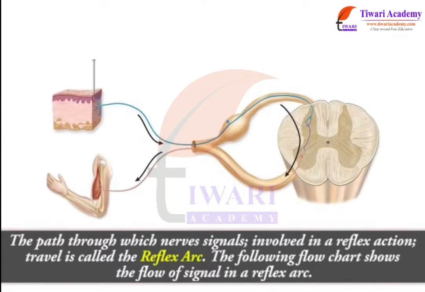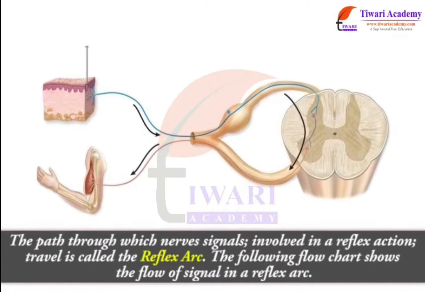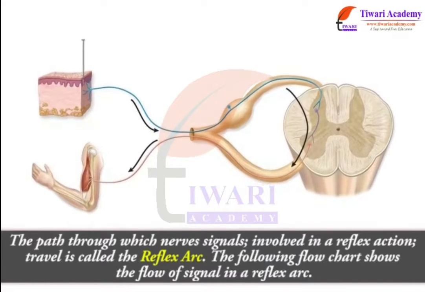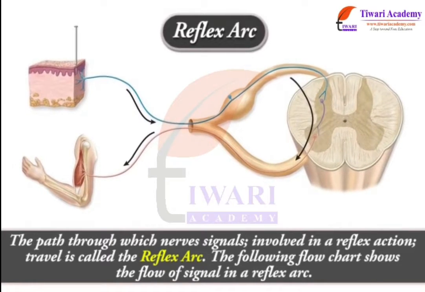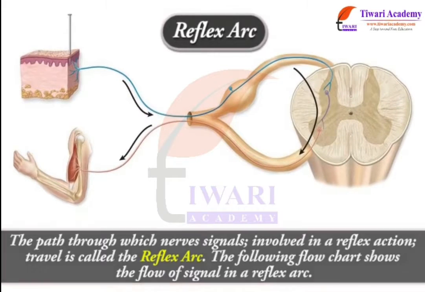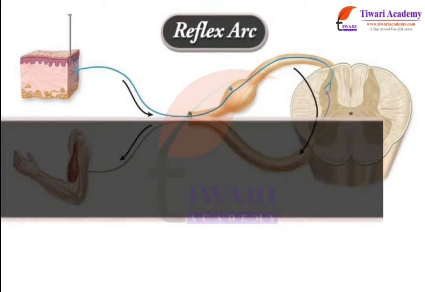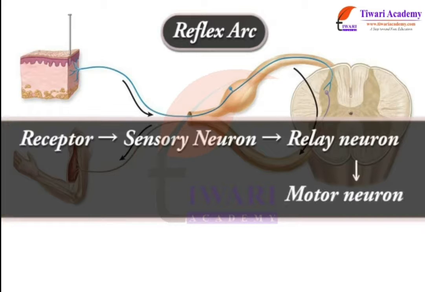The path through which nerve signals involved in a reflex action travel is called the reflex arc. The following flow chart shows the flow of signal in a reflex arc. Receptor, sensory neuron, relay neuron, motor neuron, effector muscle.